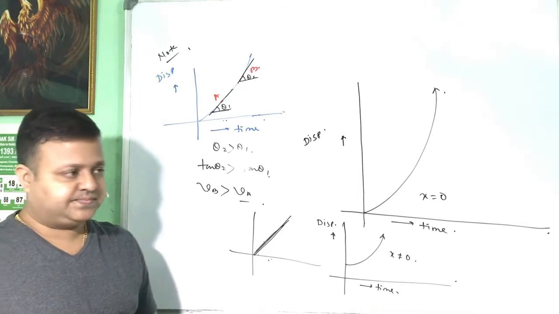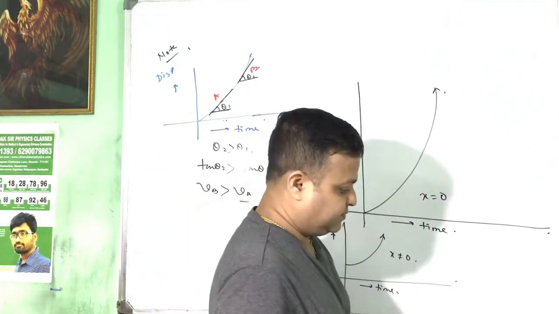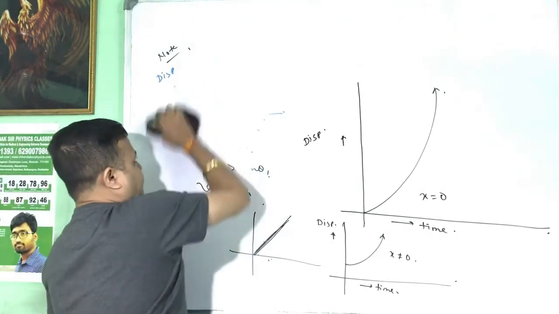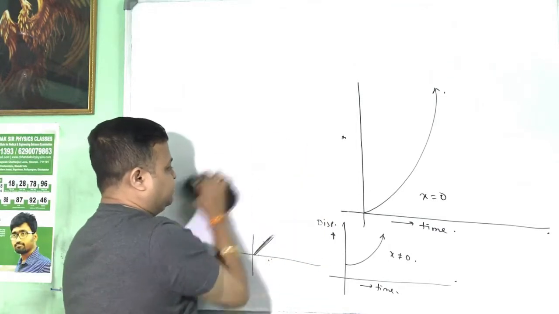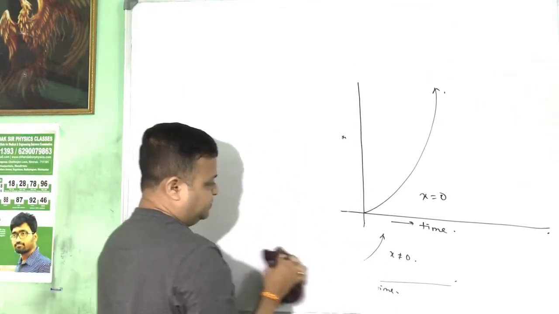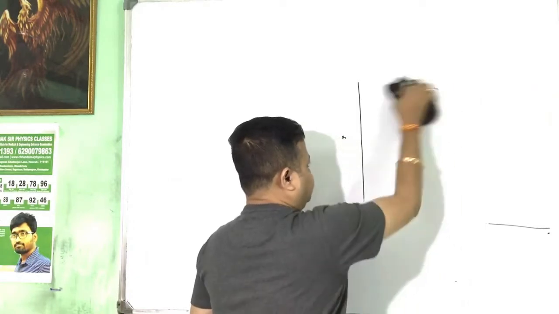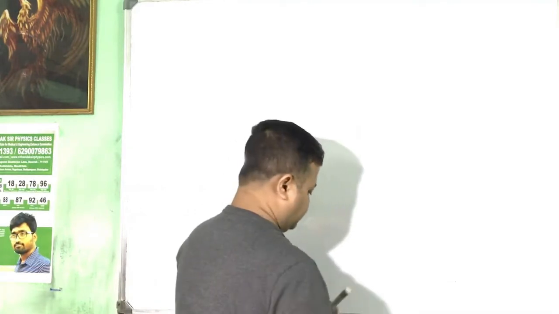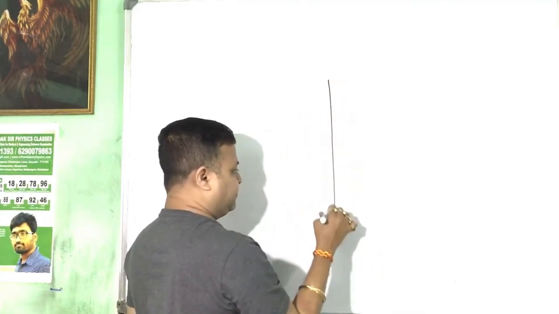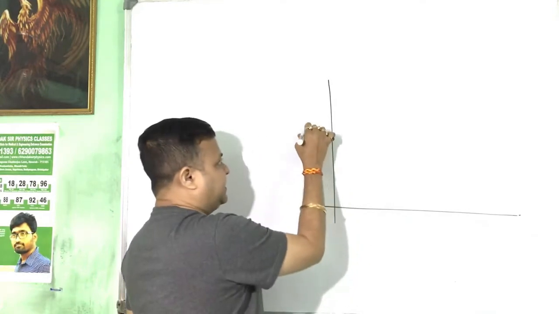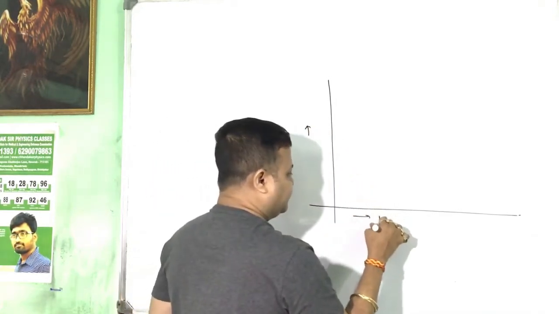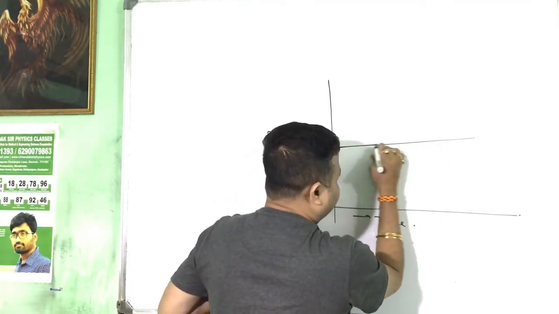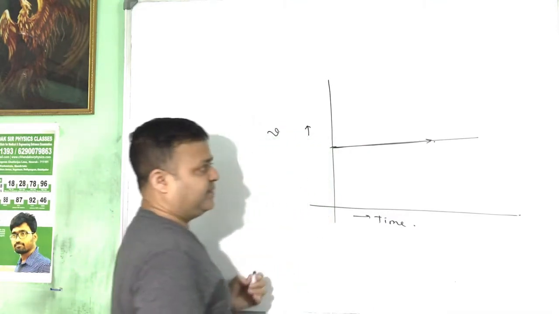Velocity-time curve. Velocity-time curve when acceleration is 0. It is parallel to the x-axis.